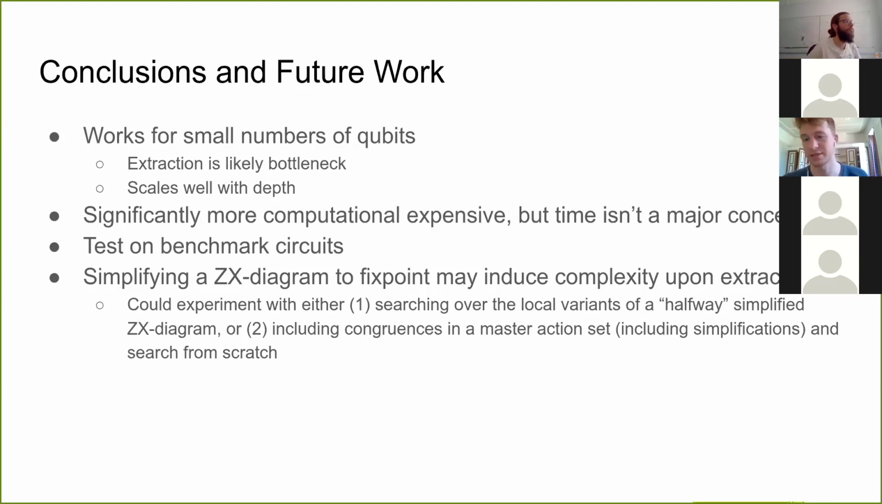There's some testing to do on benchmark circuits. I have to do a bit of legwork in finding what the previous best numbers of 2 qubit gates were there. And the last thing that might be interesting to try in future work is that simplifying a ZX diagram to fixed point, just simplifying it as much as you can, may not be the best approach. Maybe it induces some extra complexity upon extraction. So I'm curious to see what would happen if you stop the simplification of a ZX diagram halfway, and then search local variants from there, or start from the beginning and include these congruences in some action set that you can search over. So these are things I'm curious about.